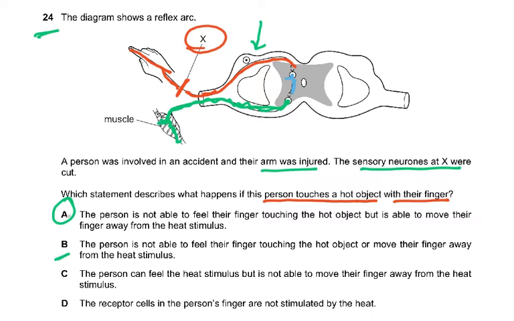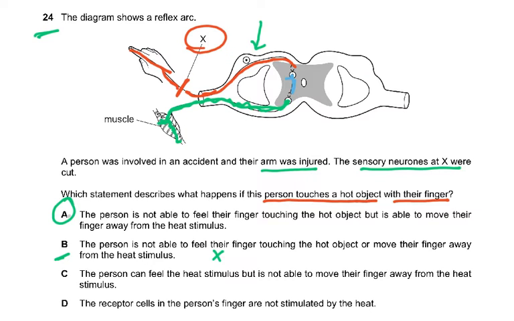But why is B wrong? The person is not able to feel their finger touching the hot object or move their finger away. No, they can move the finger away because the motor neuron is intact. Why is C incorrect? The person can feel the heat stimulus but is not able to move their finger.